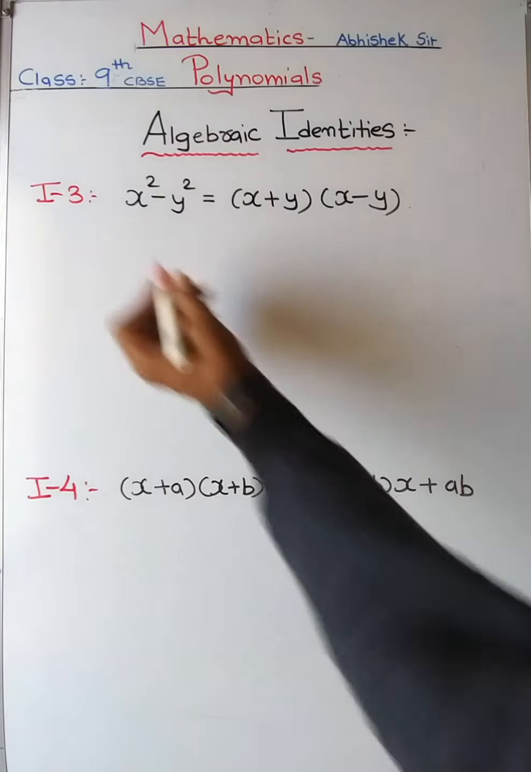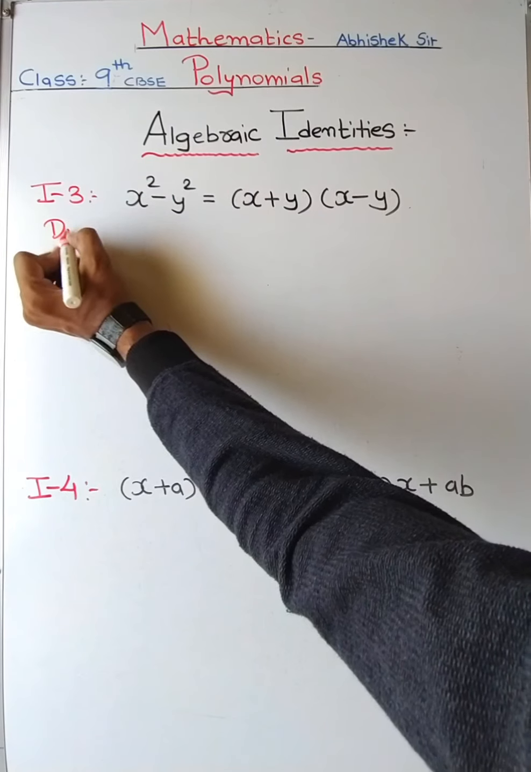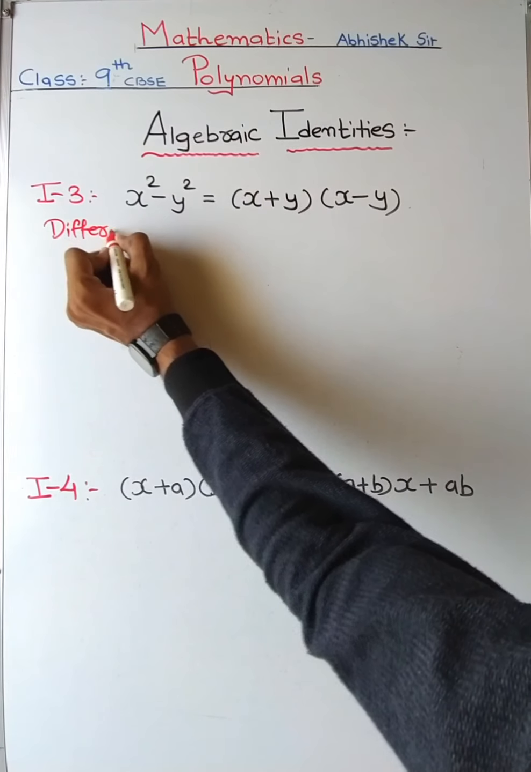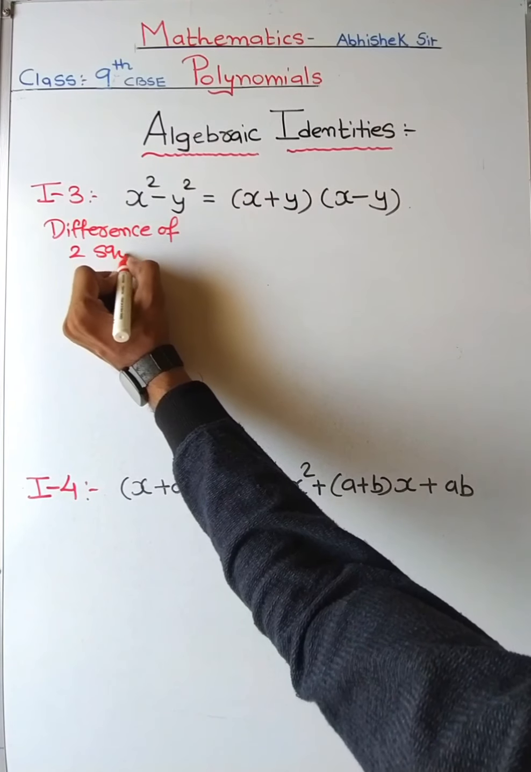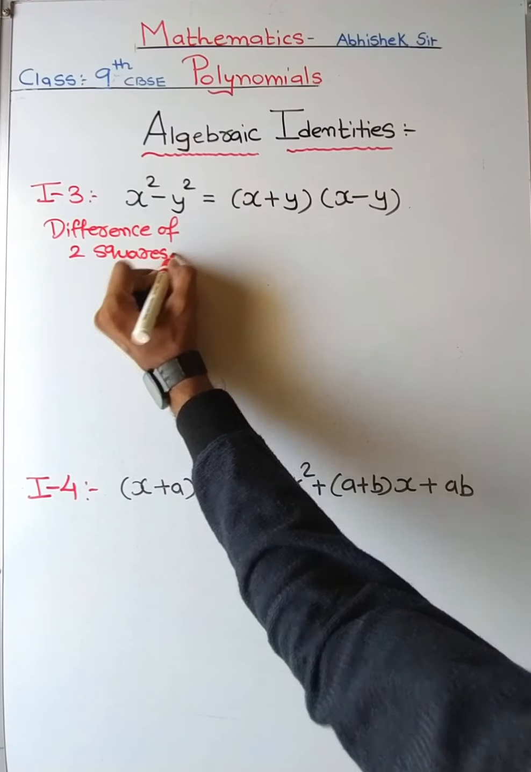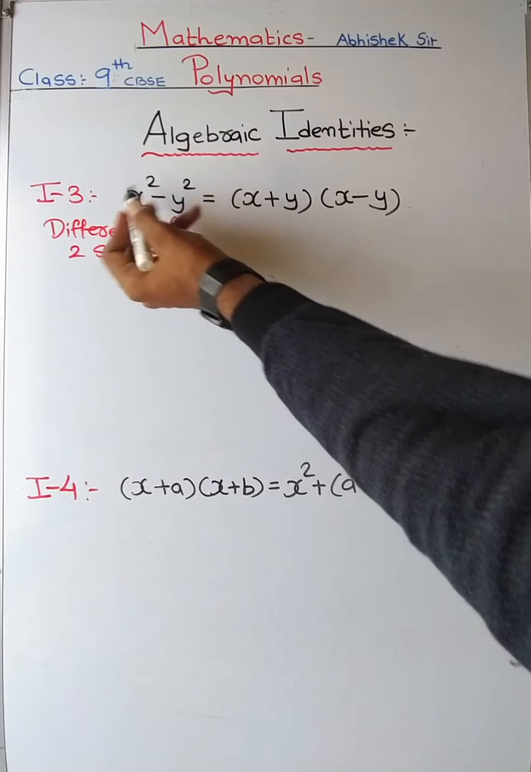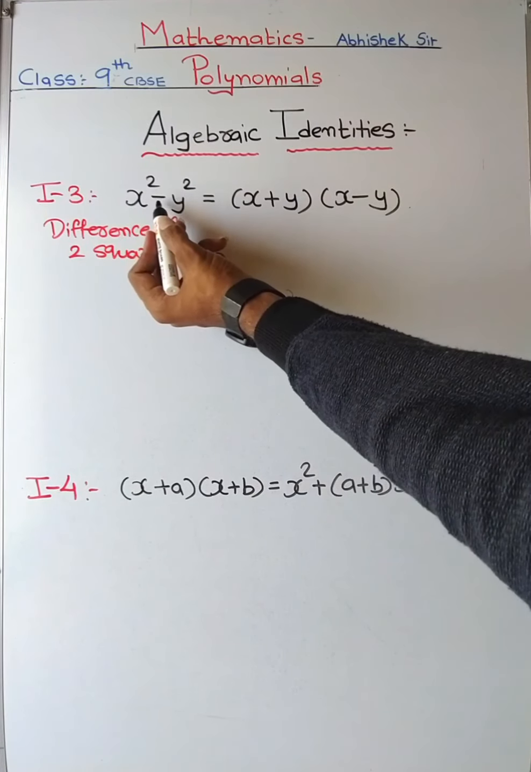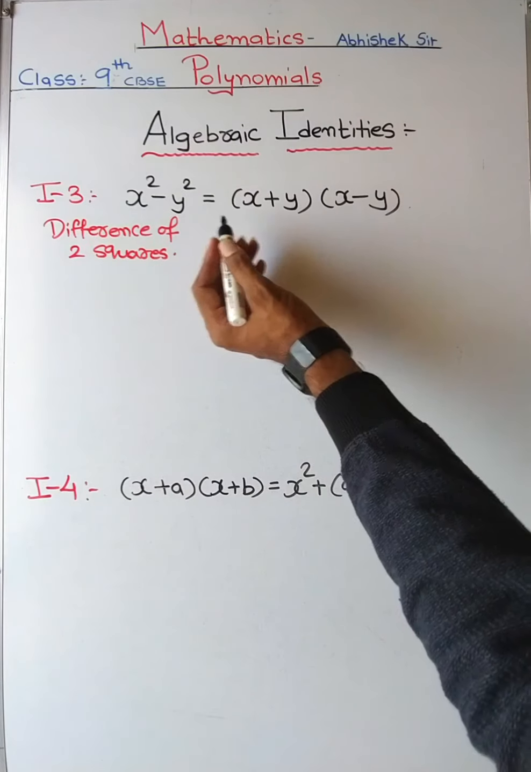Moving on to the third identity. The third one is x square minus y square. This identity is also known as the difference of two squares, right? What is the speciality over here? Both the terms are squares, and in between we have a minus sign. So difference of two squares. So it is very easy. What will we do?